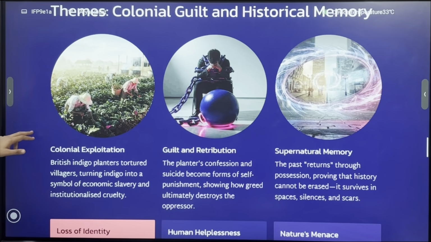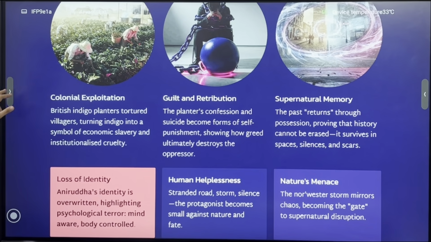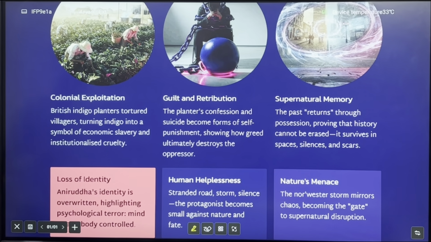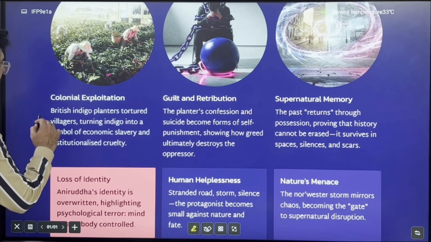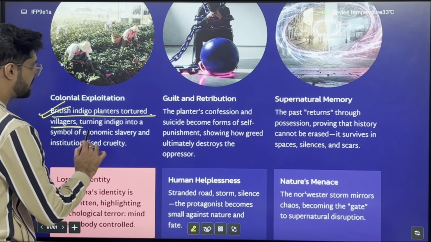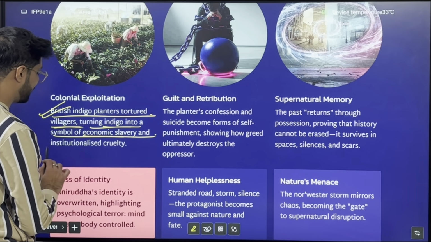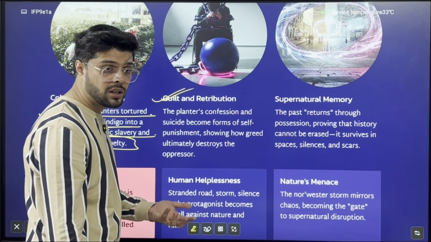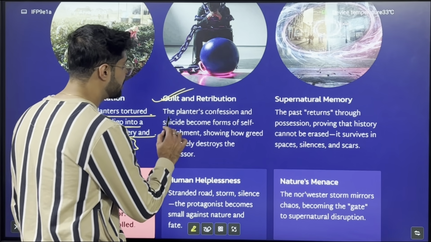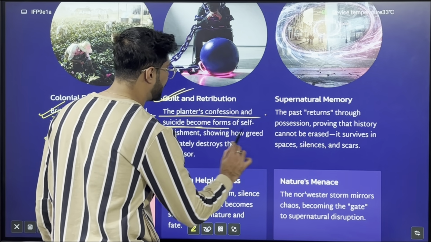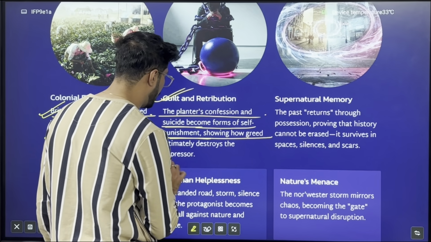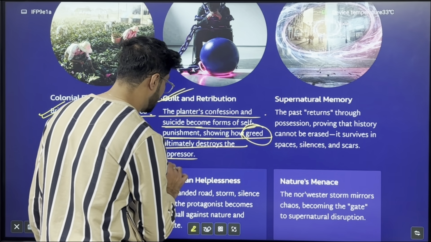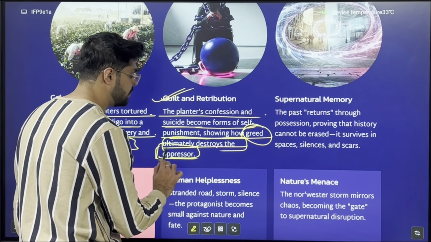Coming to the themes of Indigo, the primary core theme is colonial exploitation on the part of indigo plantation planters, how Britishers exploited the Indian indigo cultivators. British indigo planters tortured villagers, turning indigo into a symbol of economic slavery and institutionalized cruelty. There is guilt and retribution, compensation for what you had done in the past. The planter's confession and suicide become forms of self punishment, showing how greed ultimately destroys the oppressor.